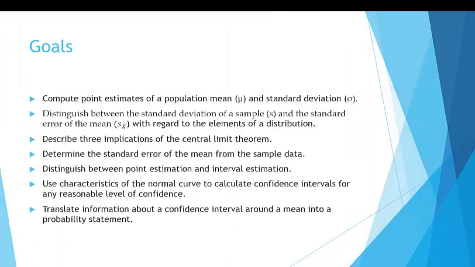So our goals to revisit were to compute point estimates of the population mean mu and the standard deviation sigma, distinguish between the standard deviation of a sample and the standard error of the mean with regard to elements of distribution, describe three implications of the central limit theorem, determine the standard error of the mean from the sample data, distinguish between point estimation and interval estimation, use characteristics of the normal curve to calculate confidence intervals for any reasonable level of confidence, and translate information about confidence interval around a mean into a probability statement.